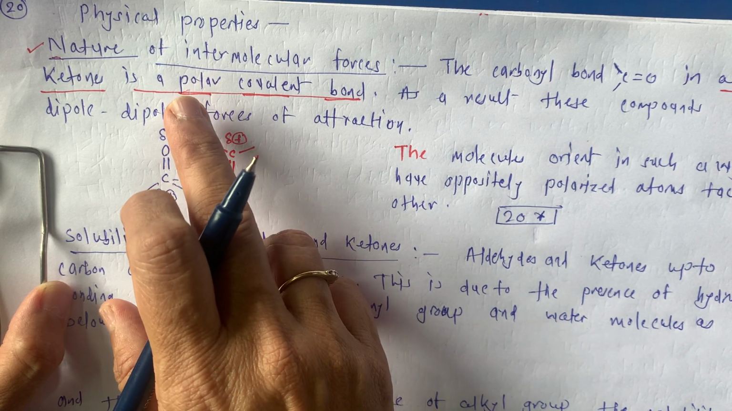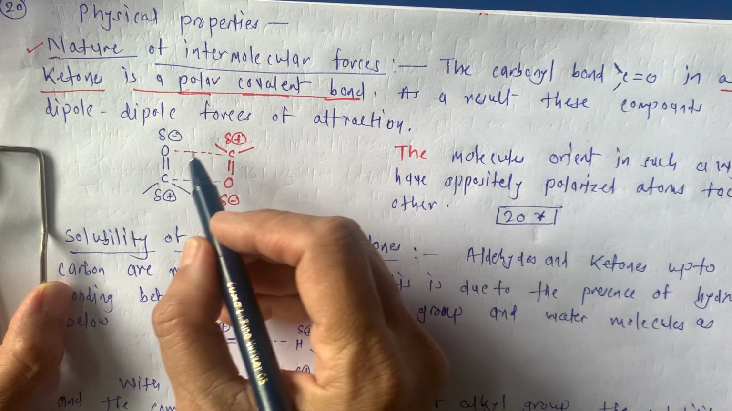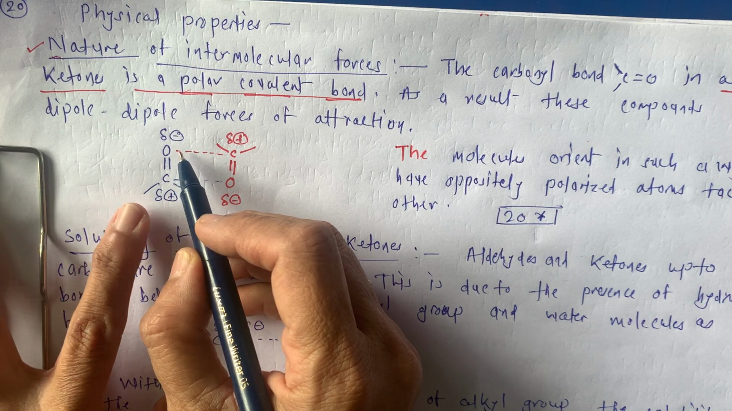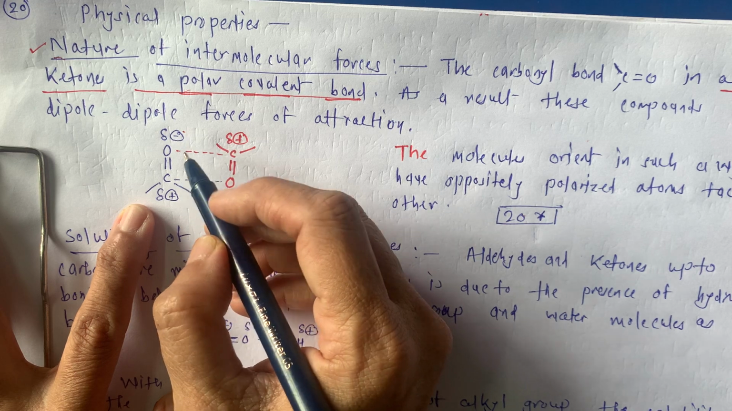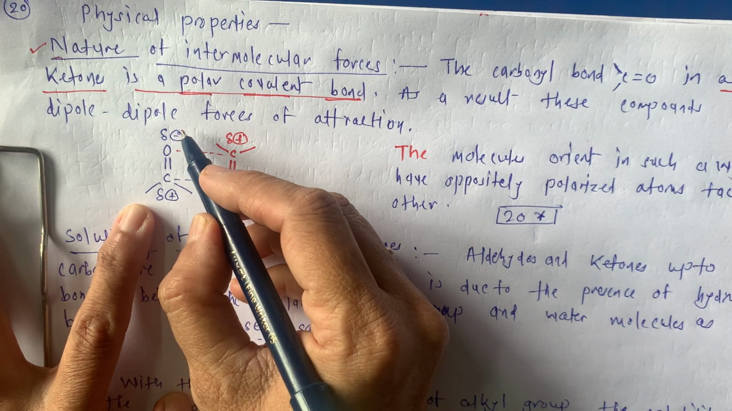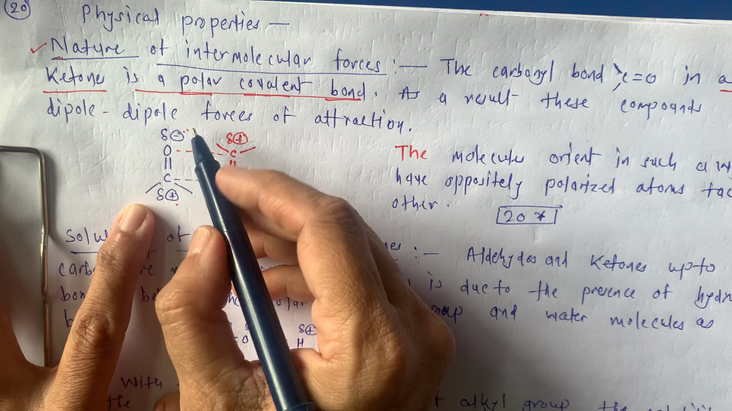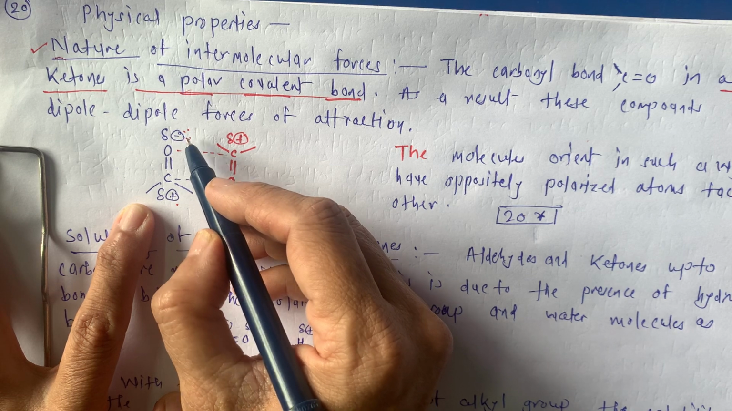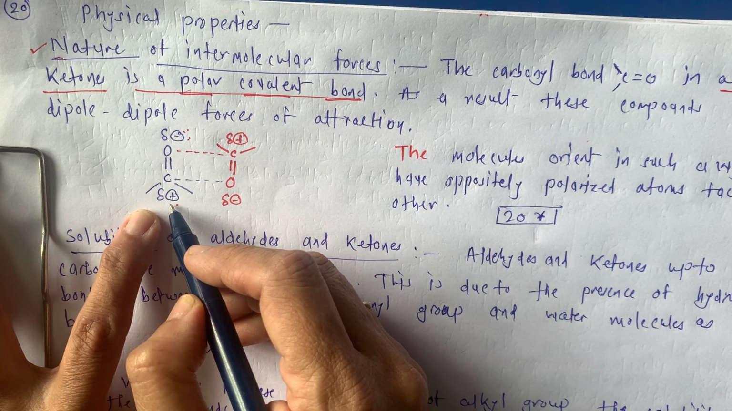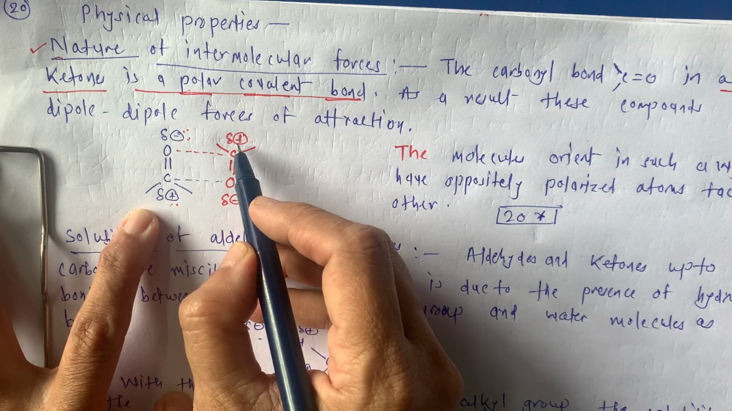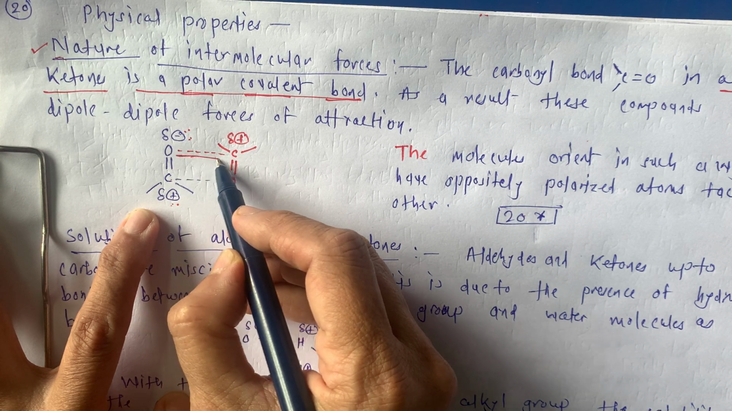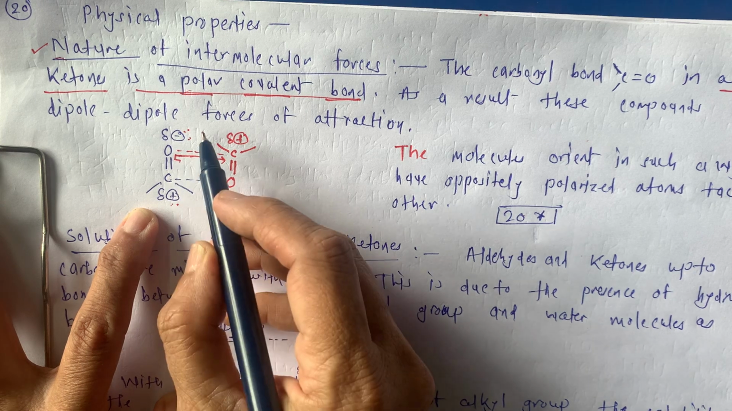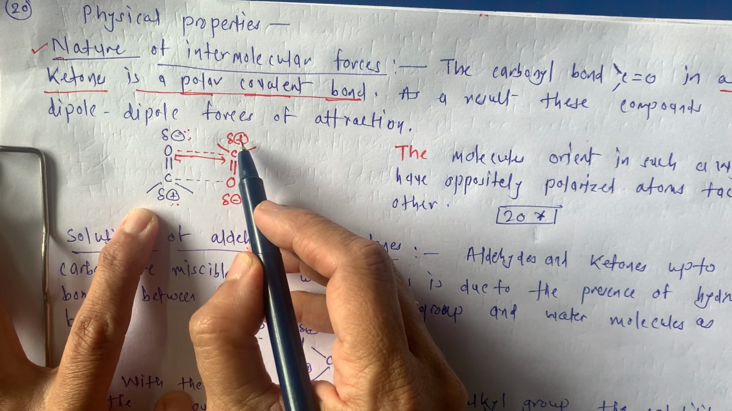It has two poles like this, and that's why it is polar, carrying two charges. This is one pole, this is another pole. We can say this oxygen is a partial negative charge, while this carbon has a partial positive charge. Then in another molecule, opposite to that, there is formation of forces of attraction like this, between partial negative charge and partial positive charge.